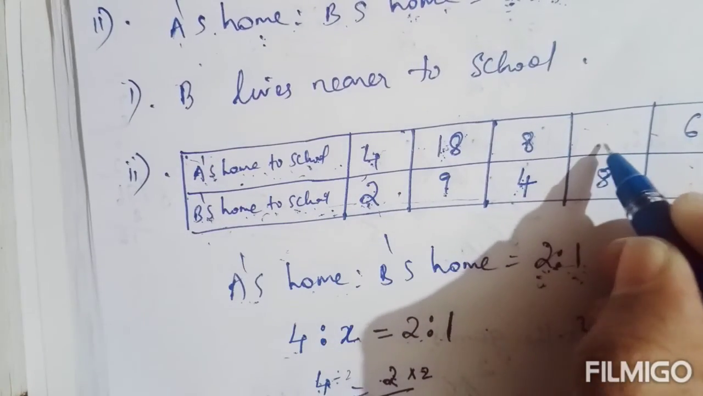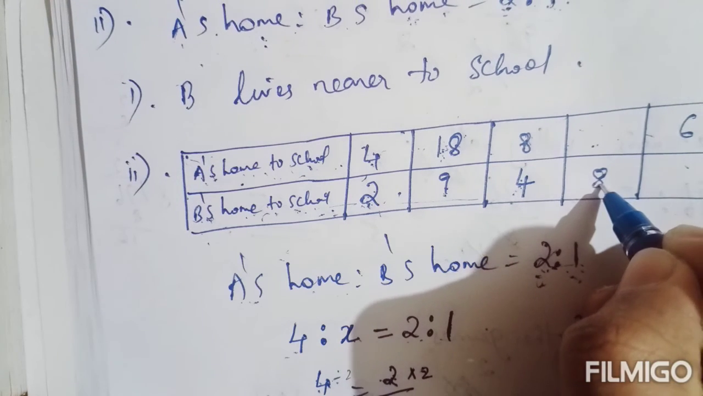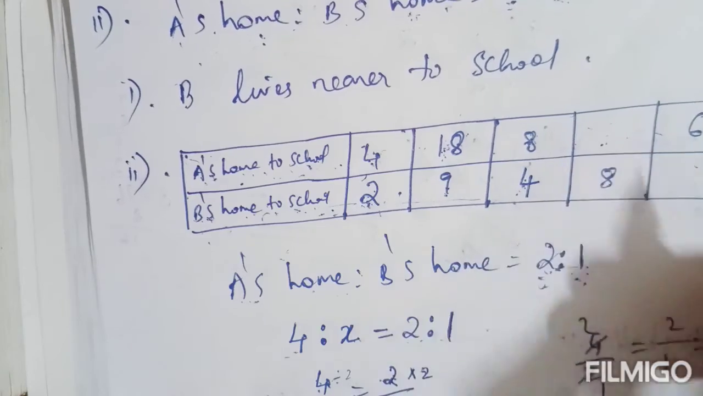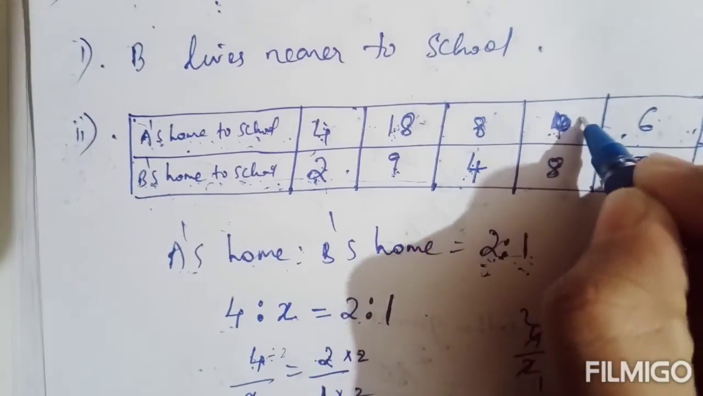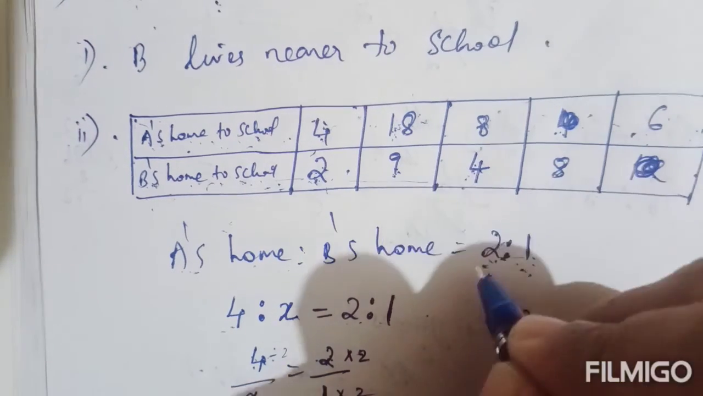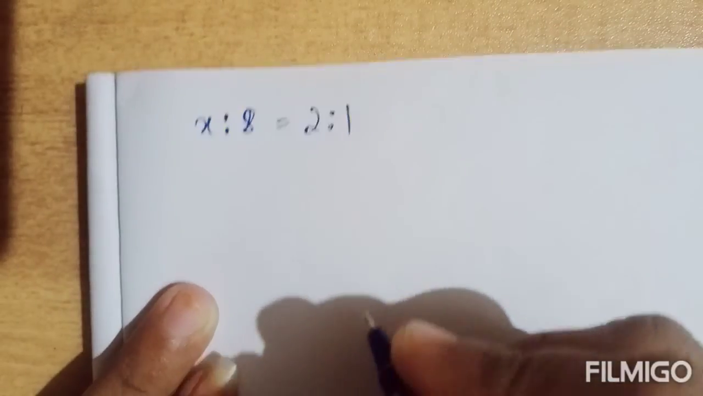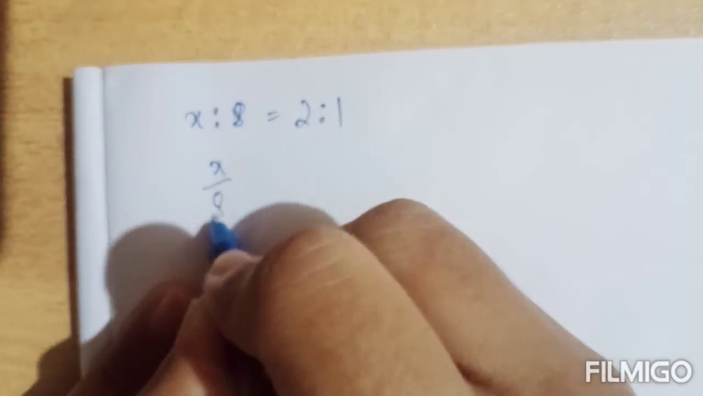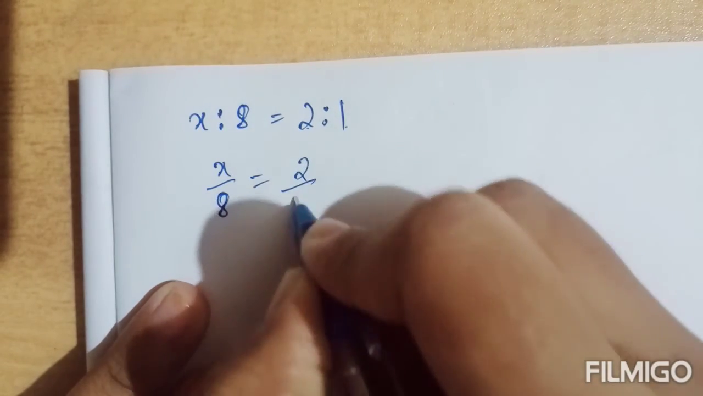Now A's home to school it is not given. B's home to school it is 8 km. So unknown value we can take it as x. Now we are taking their ratios. So x is to 8 will be equal to 2 is to 1. Okay, so x is to 8 equal to 2 is to 1. X is to 8 we can write it as x by 8 equal to 2 is to 1. We can write it as 2 by 1.